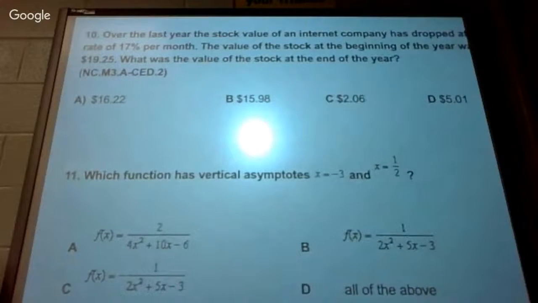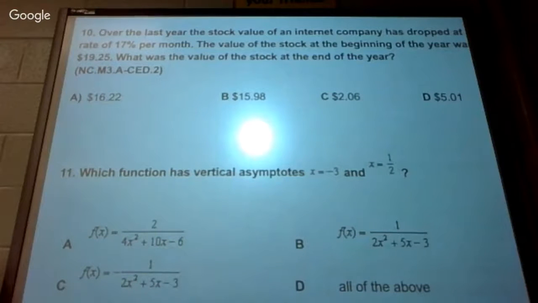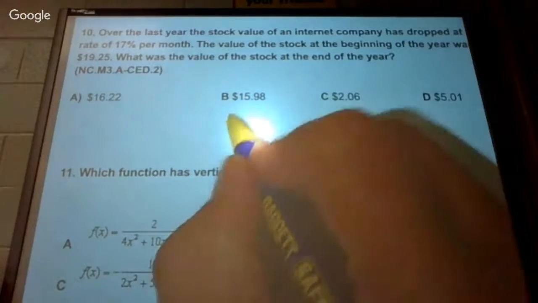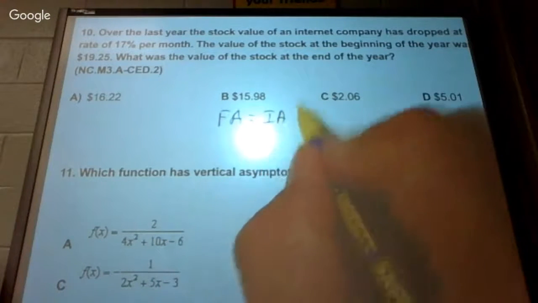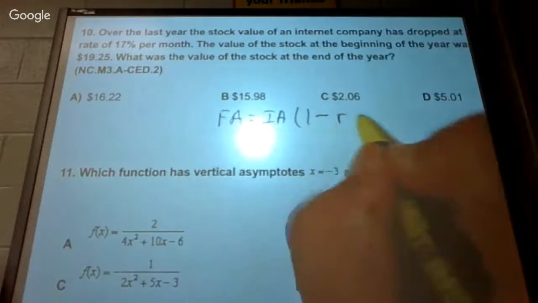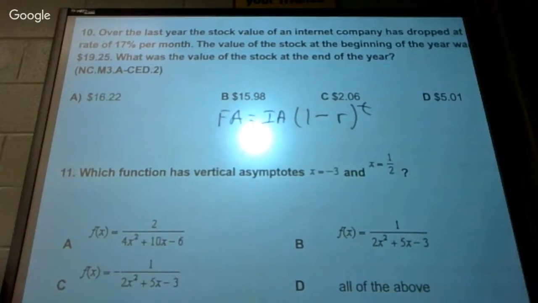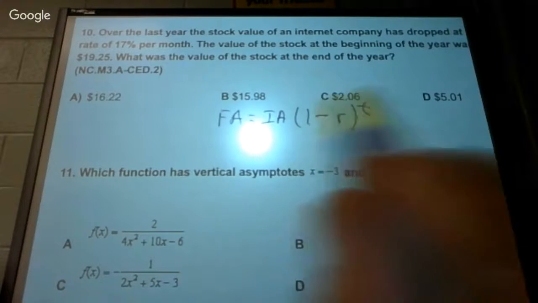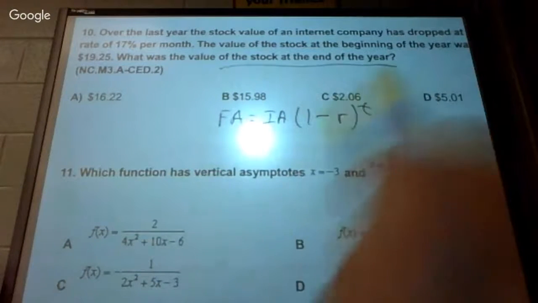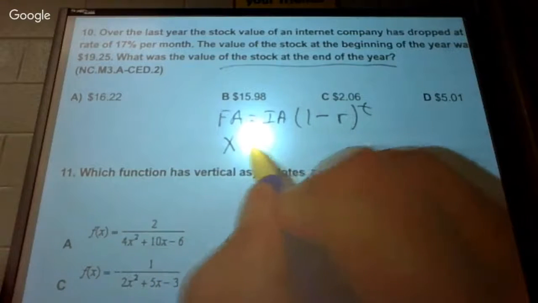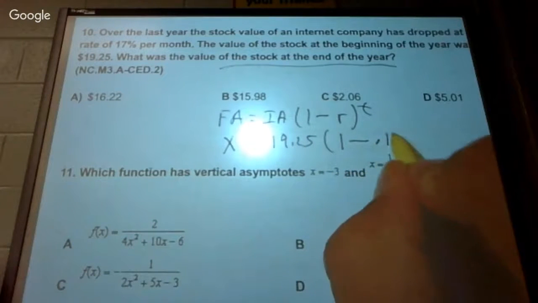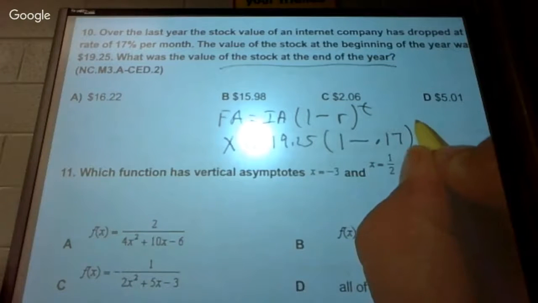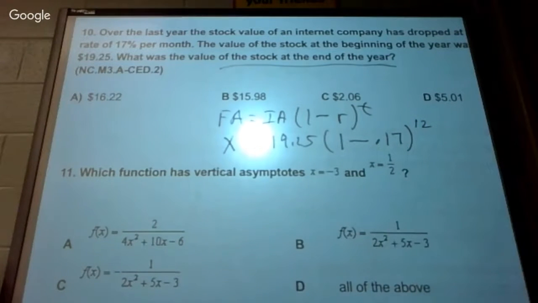Number 10. Over the last year, the stock's value of the internet company has dropped at a rate of 17% a month. So this is a decay problem. So the final amount equals the initial amount times 1 minus the rate, to the power of the time. Normally the time is going to be in years. However, this is going to be in months because we're measuring it over 1 year. What was the value of the stock at the end of the year? So we're looking for this, right? We have the initial amount, which is $19.25, times 1 minus the rate of 17% per month. So that thing was compounded 12 times.